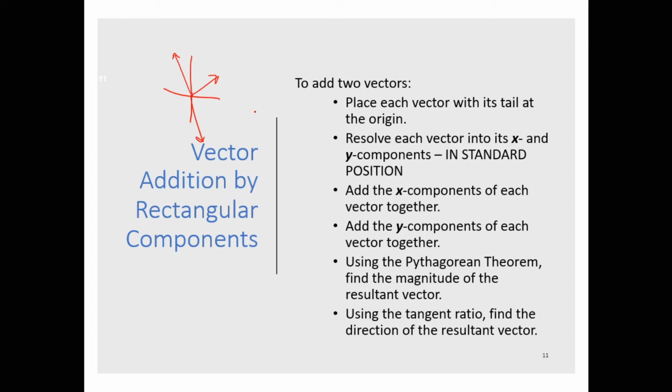You can add all the x parts together, ax plus bx plus cx, keeping the signs that they have, and you will get rx. You can add all the y components together, ay plus by plus cy, and then you'll get the ry. And then you can use the Pythagorean theorem to find the magnitude of the resultant, and you can use your tan button to find the direction.